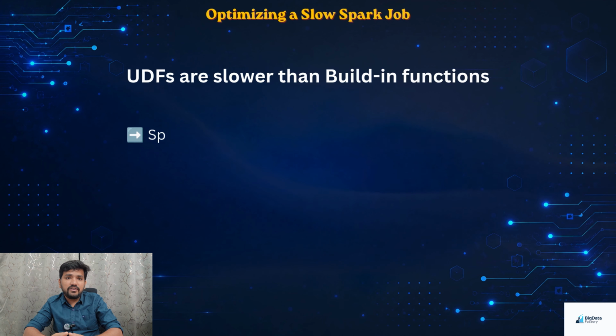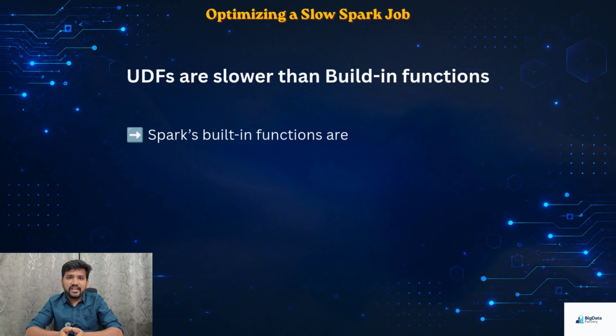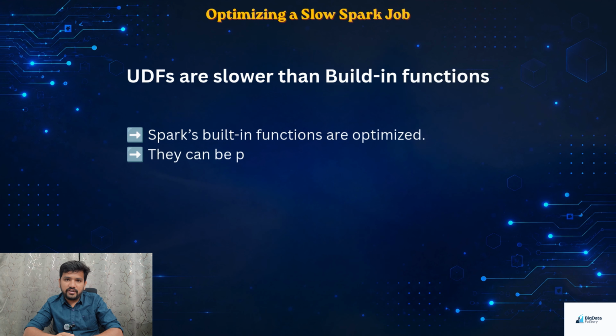Fix number 5, remove the slow Python UDF. The original job uses a Python UDF to classify customers into segments. It works, but it is slower than using built-in Spark functions. Why? Because Spark's built-in functions are optimized. They can be planned and executed more efficiently.